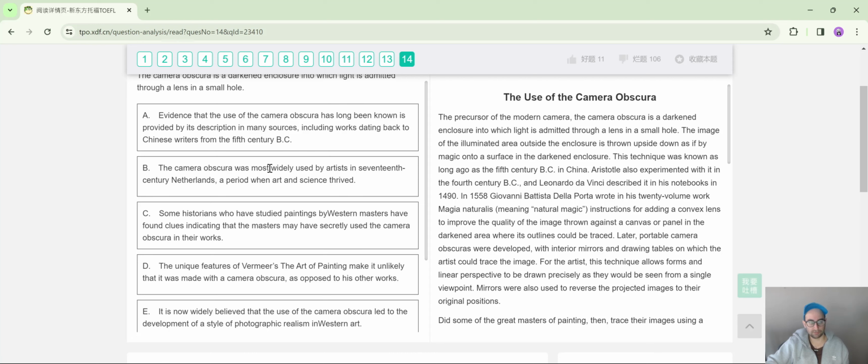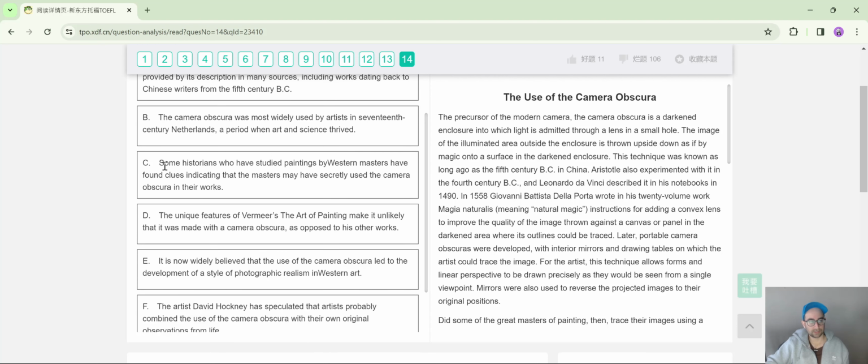So the camera obscura was most widely used. Be careful of this kind of language, okay? Most widely, definitely, always, never, extreme language. By artists in 17th century Netherlands, a period when art and science thrived. Okay, so maybe, but I'm surprised they didn't mention Jan Vermeer. So let's check C, D, E, and F. Some historians who have studied paintings by Western masters have found clues indicating that masters may have secretly used the camera obscura in their works. And one thing about B I don't like, they're kind of focusing on a period of time. Usually those are wrong.